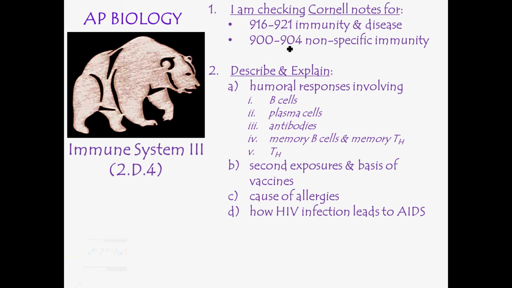We'll be discussing now the humoral responses that involve B cells, plasma cells, antibodies, memory B cells, memory helper T cells, and other T cells as well. And I think we'll split this. We'll do that first and then talk about the second exposures and the basis of the vaccines, and then a little bit about allergies in another screencast. So we're going to, again, just focus on describing and explaining this humoral response in these cells over here.